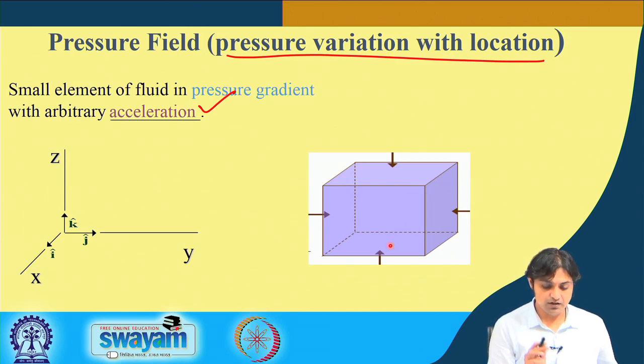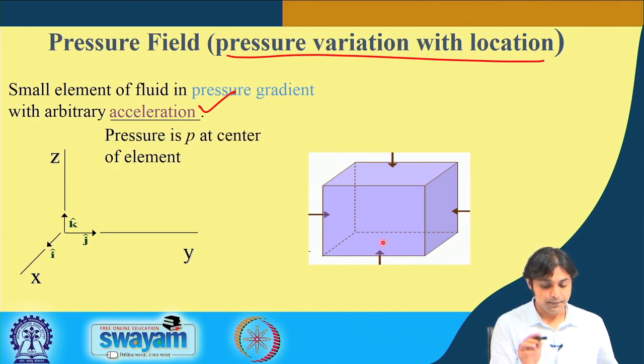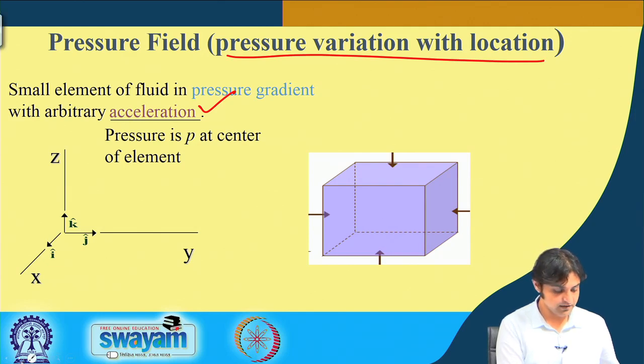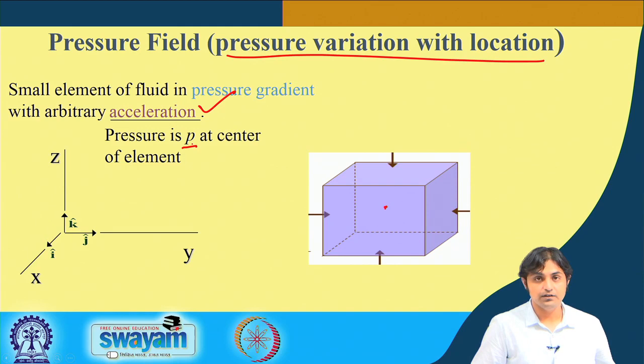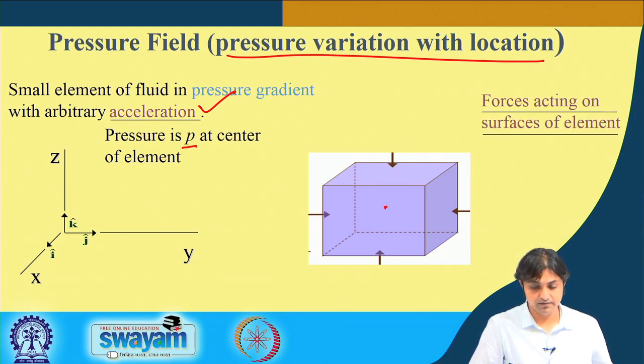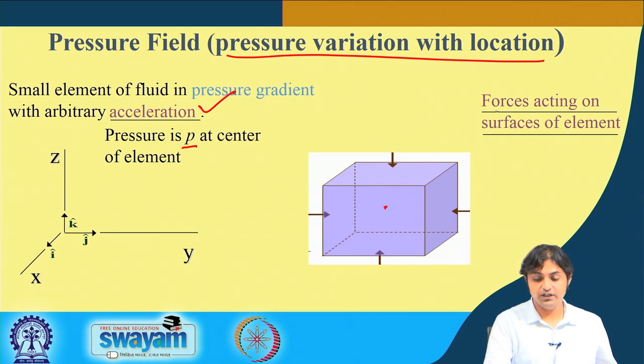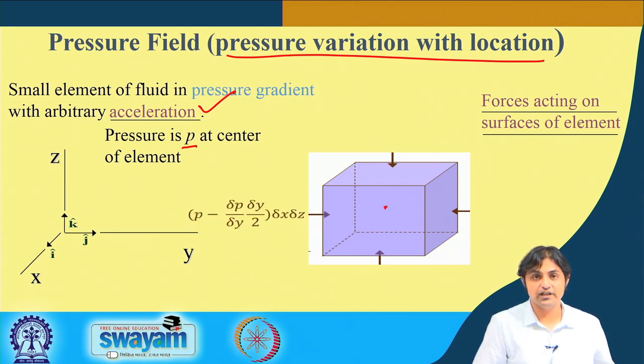So as we have done always, we are going to write the forces, but first assume that at the center, I am going to use the pen now, the pressure at the center is P. Therefore, this will help in the derivation, and there is a uniform pressure gradient, that is what our assumption is. So we should be knowing the forces acting on the surface of the element.